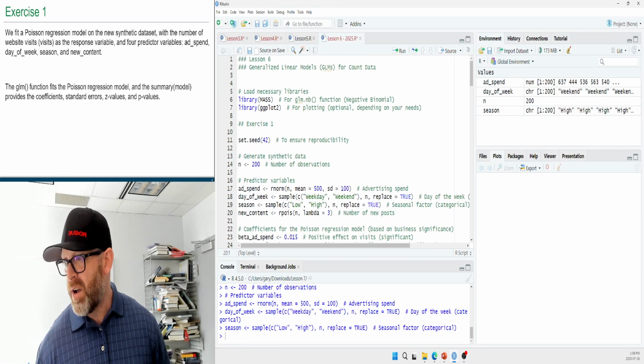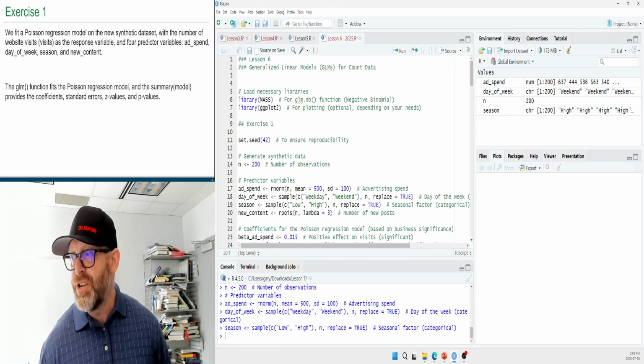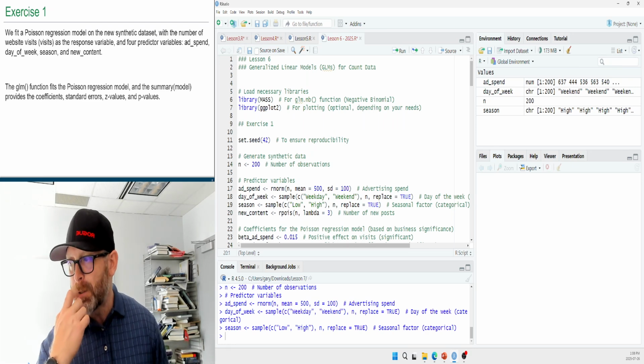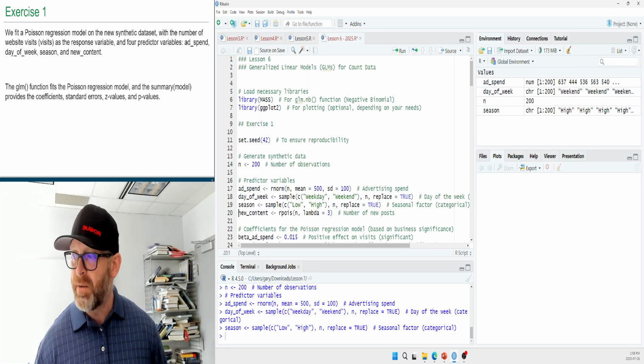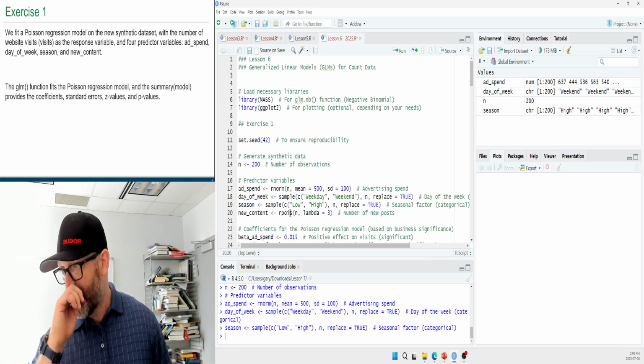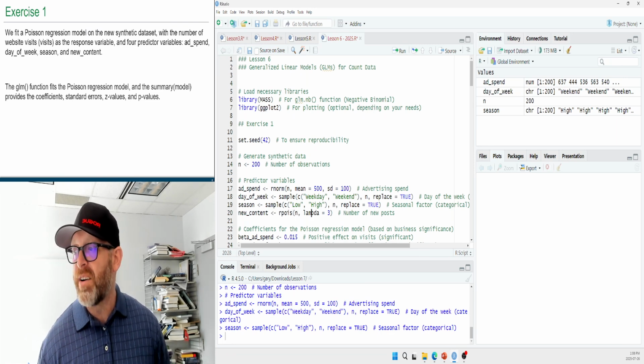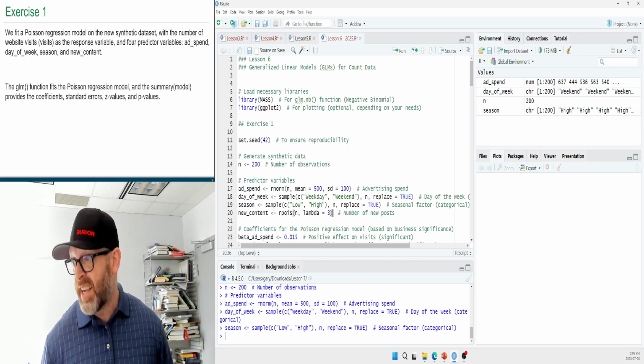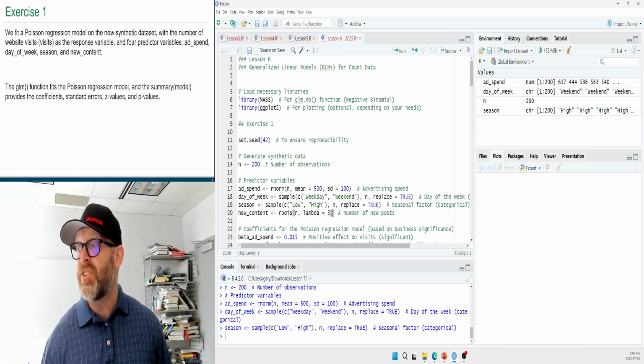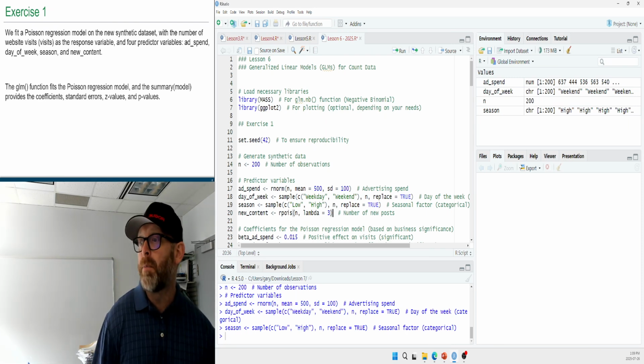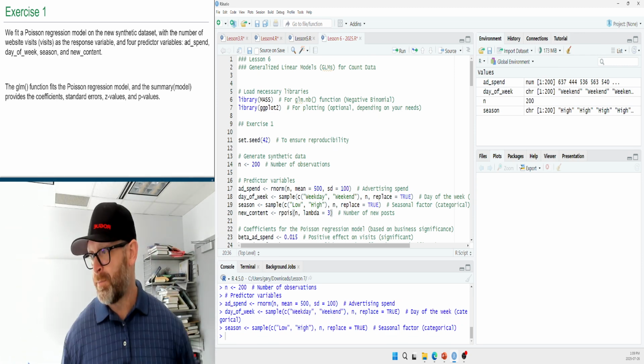So let's create that one, and we are going to create new content, and new content is just going to follow a Poisson distribution. So we're going to use the rpois for that. It's going to be of size 200, and I want the average to be 3. So if this is for, say, 200 days' worth of observations, the average number per day is going to be 3.